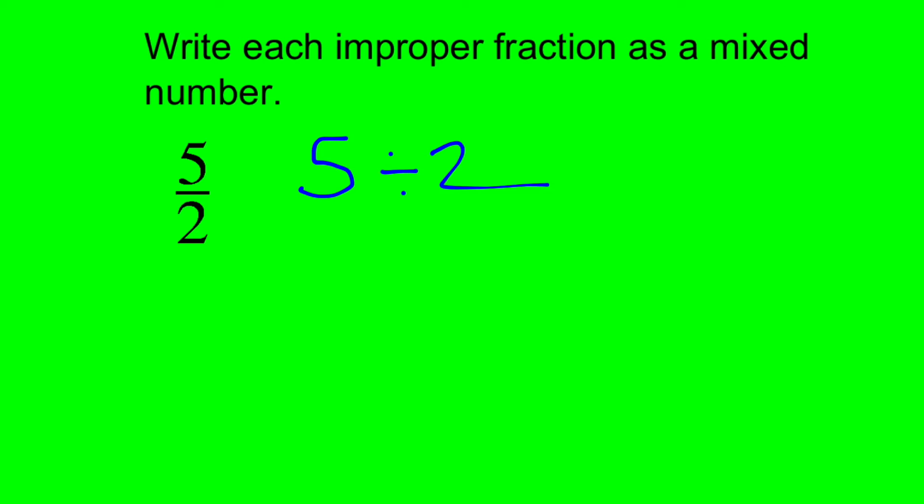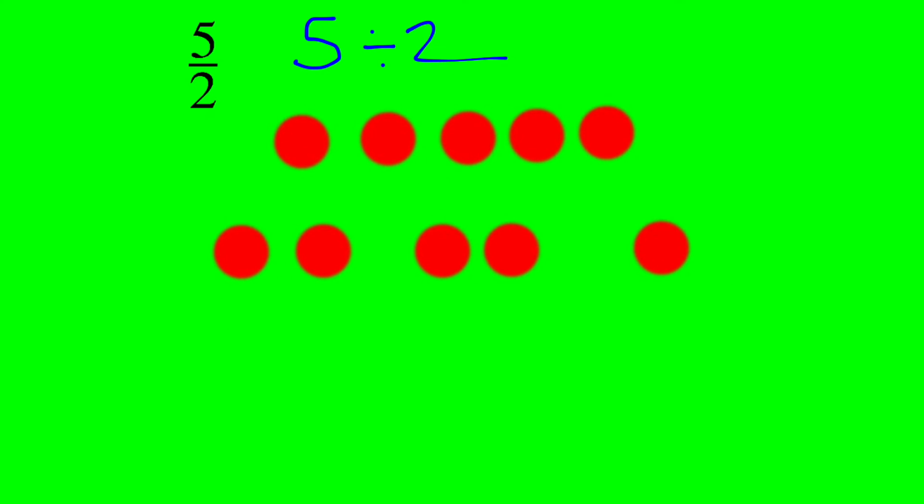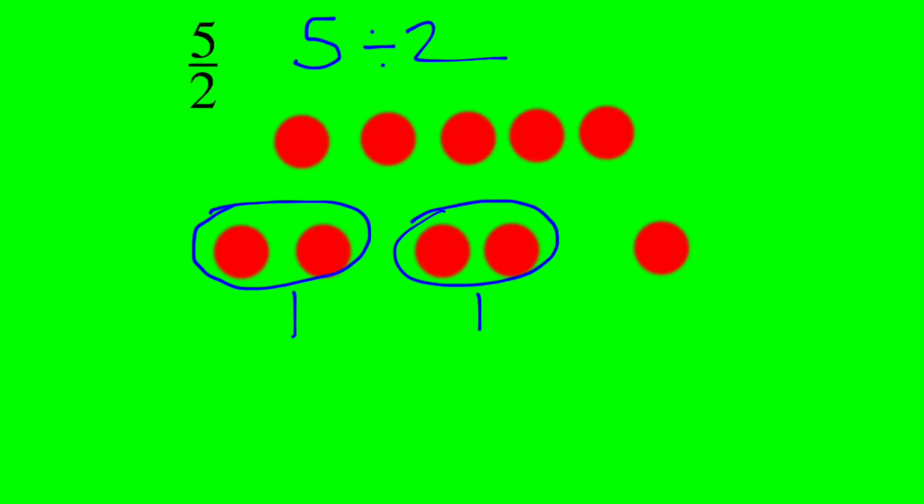So if we had 5 counters and we want to divide them by 2, that means take your 5 counters and see how many groups of 2 you can make. Well, there's one group of 2, there's another group of 2, and there's one left over. So if we were to express that in numbers, what would that look like? Well, we can get one full group of 2 and another full group of 2. Those are both wholes. And then we can't make another group of 2. We're left with one left over. That's our remainder of 1 out of what should have been a group of 2.